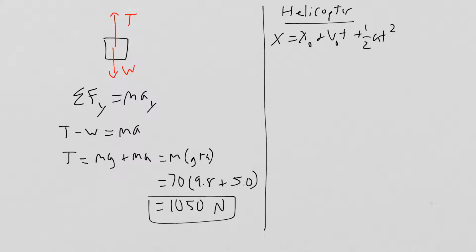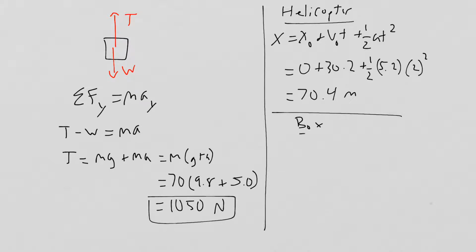So we're going to say the helicopter is at position 0. Why not, right? The initial velocity is 30, 2 seconds pass. The acceleration, now it's a little bit larger, apparently got rid of some of that weight, and the time is 2 squared. Right? So you can punch all that in, and if you do that, you get that the helicopter travels 70.4 meters in that time. Right? So now, what about the box, the package?